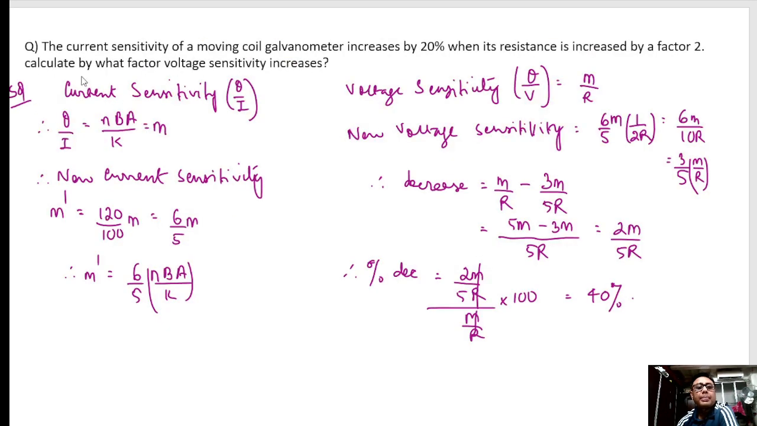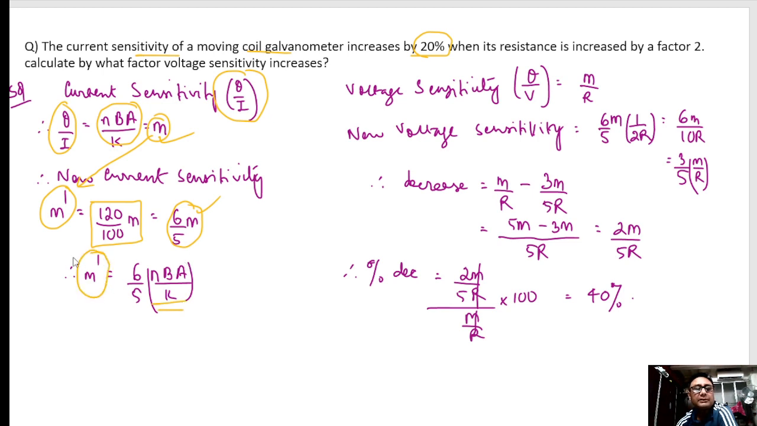Okay friends, next is the next sum. Current sensitivity of a moving coil galvanometer is increased by 20%. So current sensitivity is θ by I, which is NBA by K. Let it be called M. So this current sensitivity M has now increased 20%. So that means it is 120 by 100 of M, which is 6 by 5 of M. That means this is the new current sensitivity, because M has increased 20%. So it has become 6M by 5, and M is NBA by K. This is the new current sensitivity.